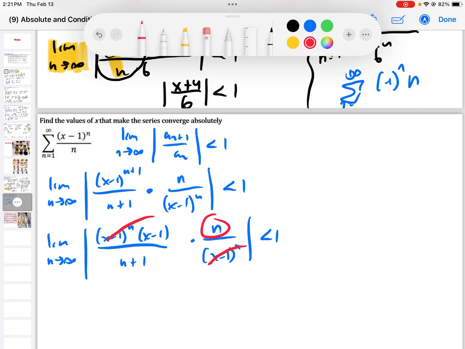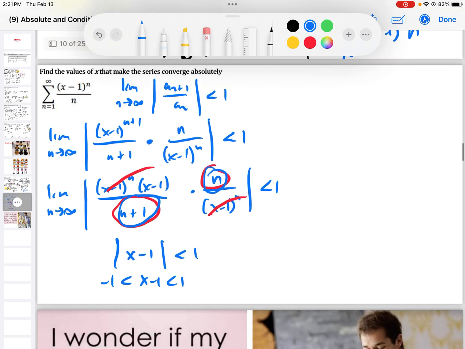So these cancel. The limit as n goes to infinity is going to make that part go away. So I just have x minus 1 in absolute value is less than 1, because as n goes to infinity, n over n plus 1 is just 1. So now I say, well, x minus 1 is less than 1 and greater than negative 1. Add 1 to everything. It'd be 0, and then 2. So my series converges absolutely for this interval.